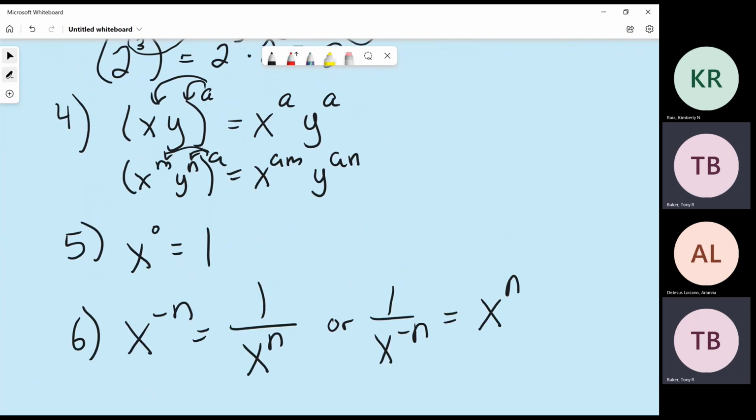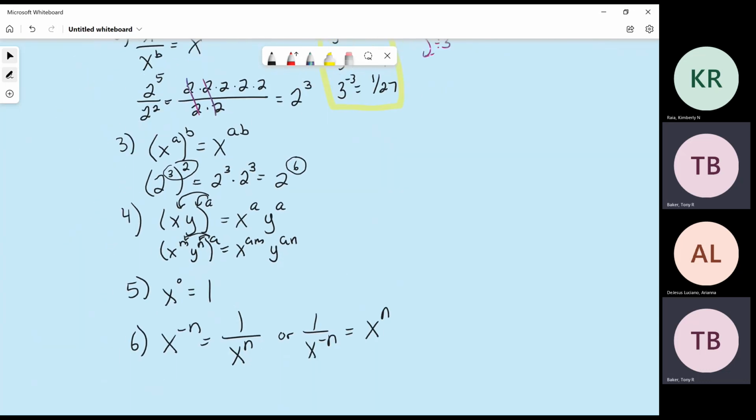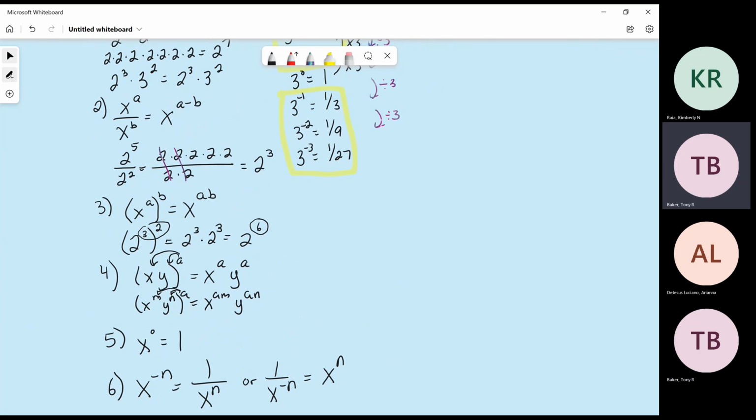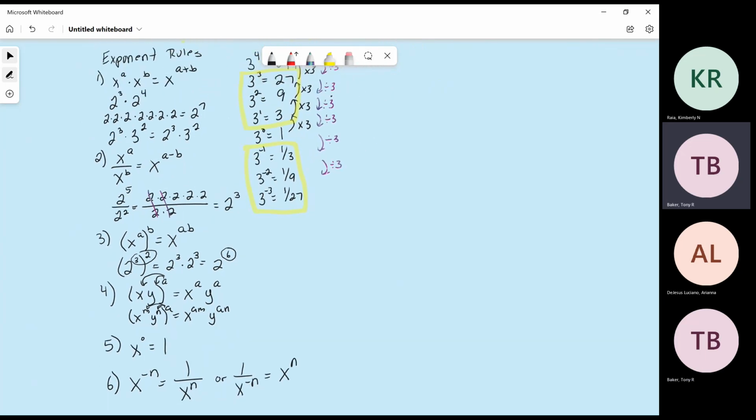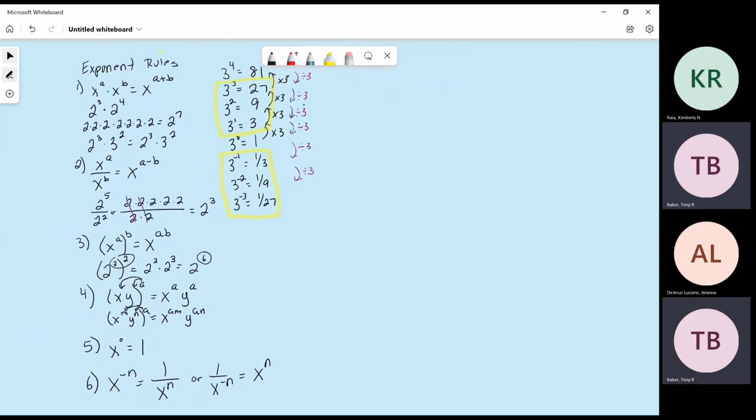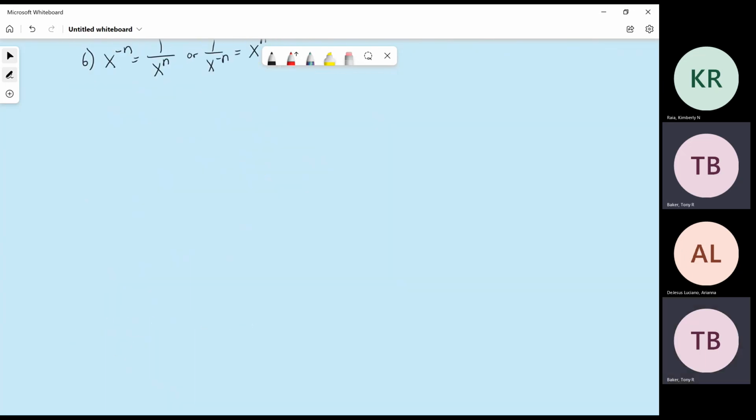All right, so those are my 6 rules. They're small, but if you see it on the screen later, you can probably read them all. Those are the 6 rules. All right, those make sense? Now, let's use them.